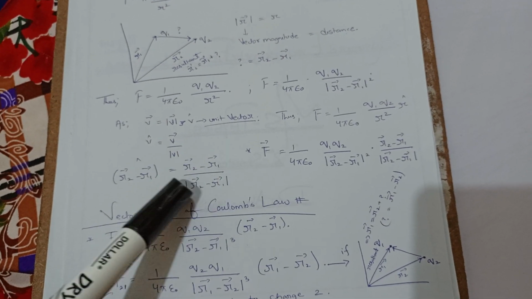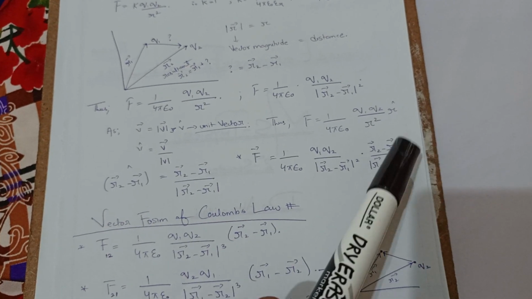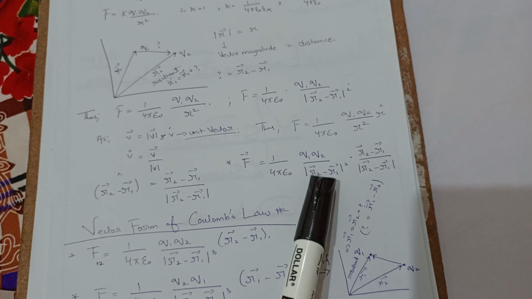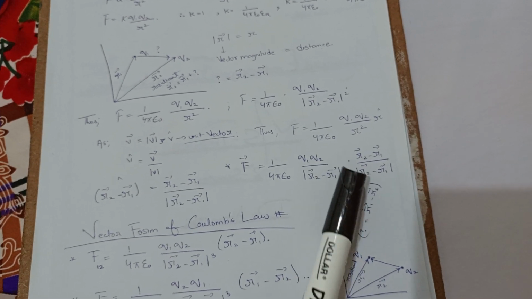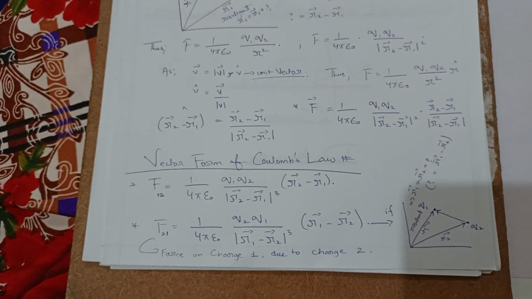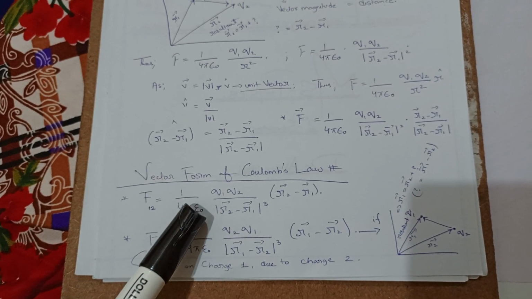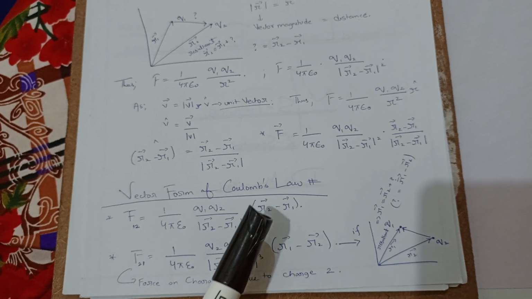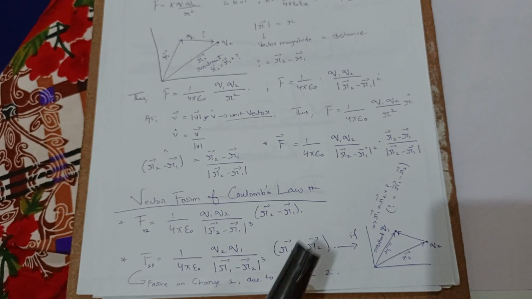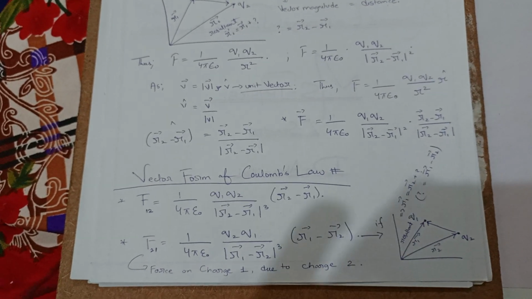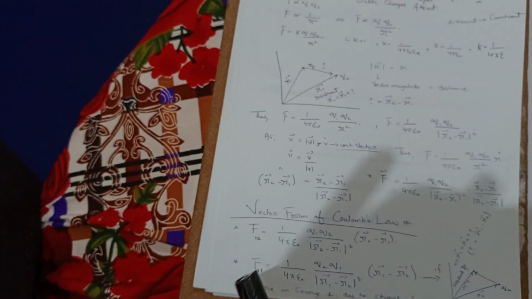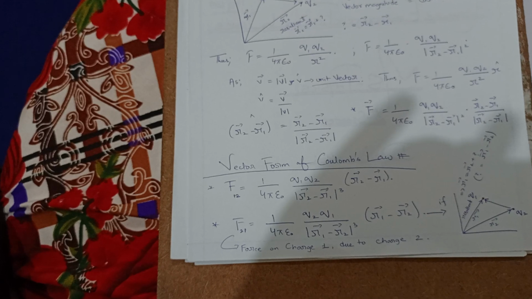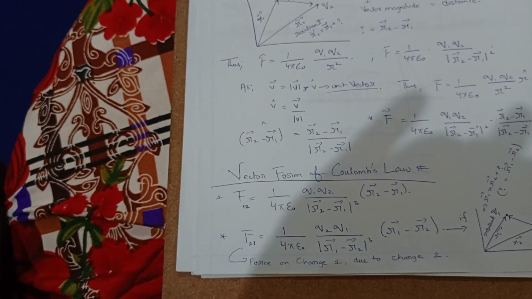Now you have to put this here. In the denominator, both values are the same, you just have to multiply and it becomes a cube. All things are the same: 1 by 4 pi epsilon naught, q1 q2 by |r2 minus r1| cube, multiplied by the vector (r2 minus r1) in the numerator. Okay, this is the force on charge 2 due to charge 1.